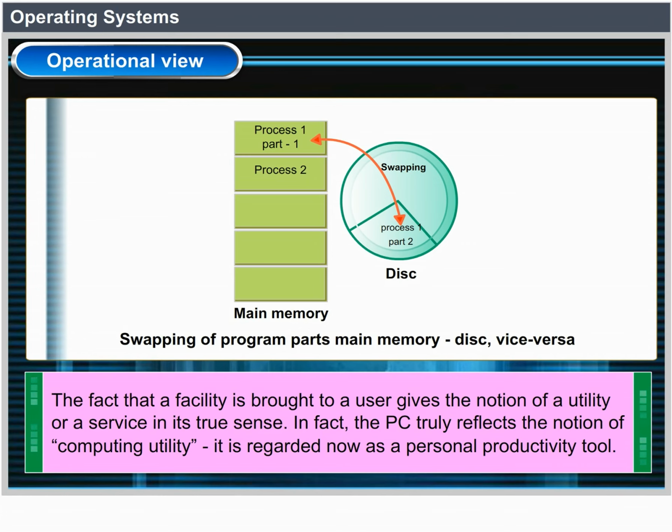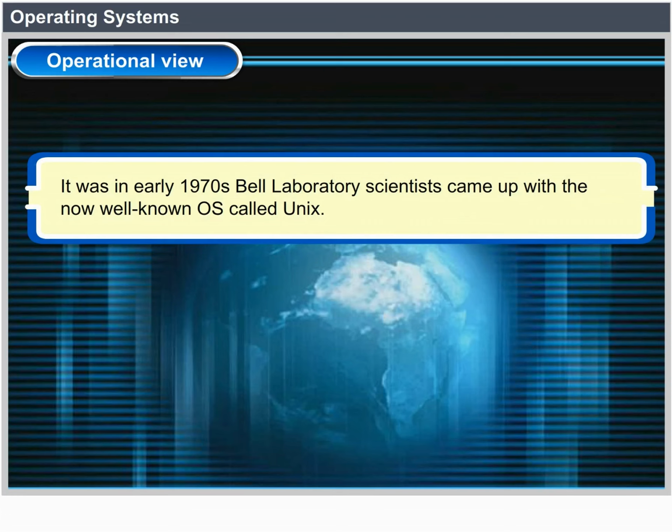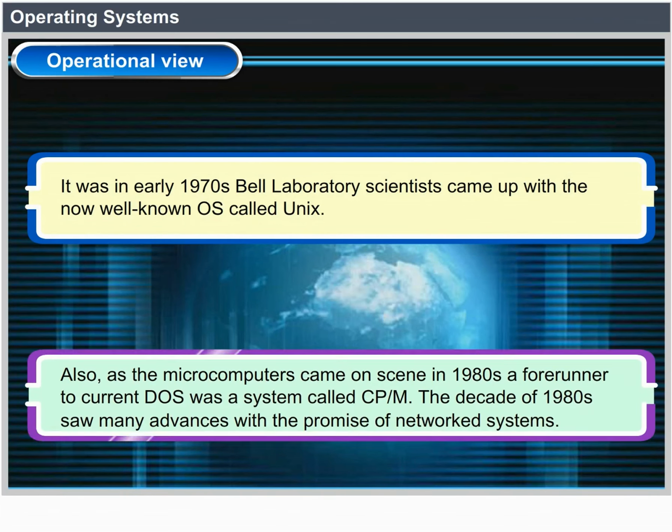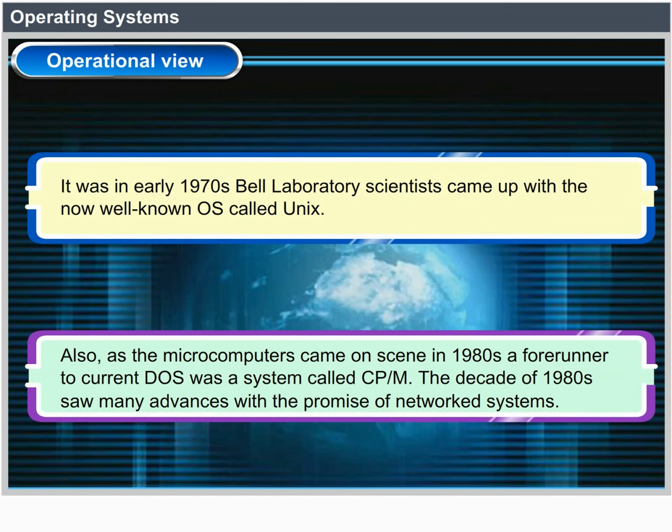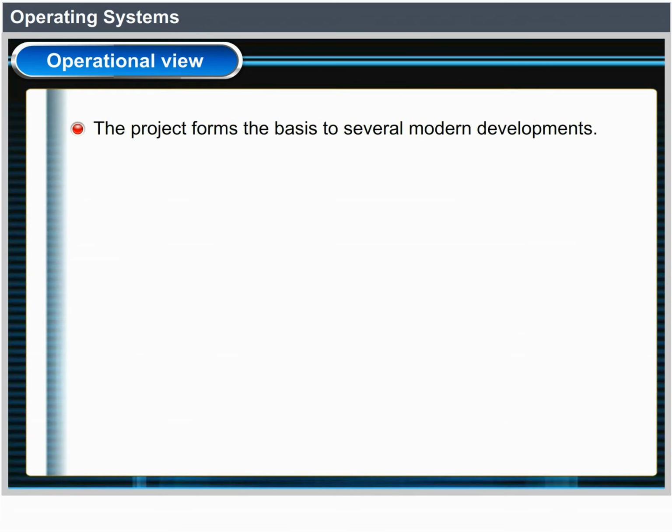It was in the early 1970s that Bell Laboratory scientists came up with the now well-known OS, Unix. Also, as the microcomputers came on the scene in the 1980s, a forerunner to the current DOS was a system called CP/M. The decade of the 1980s saw many advances with the promise of networked systems. The project forms the basis to several modern developments. The client-server paradigm was indeed a major fallout.